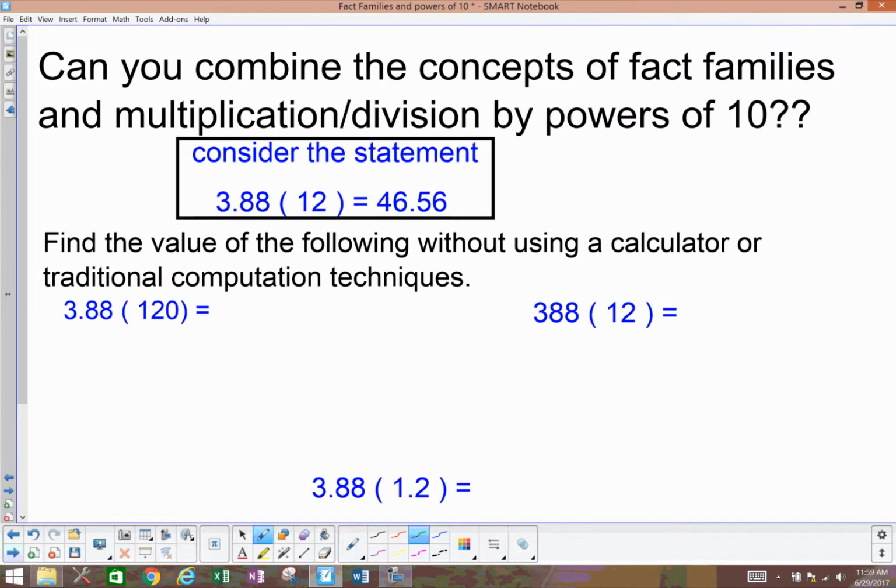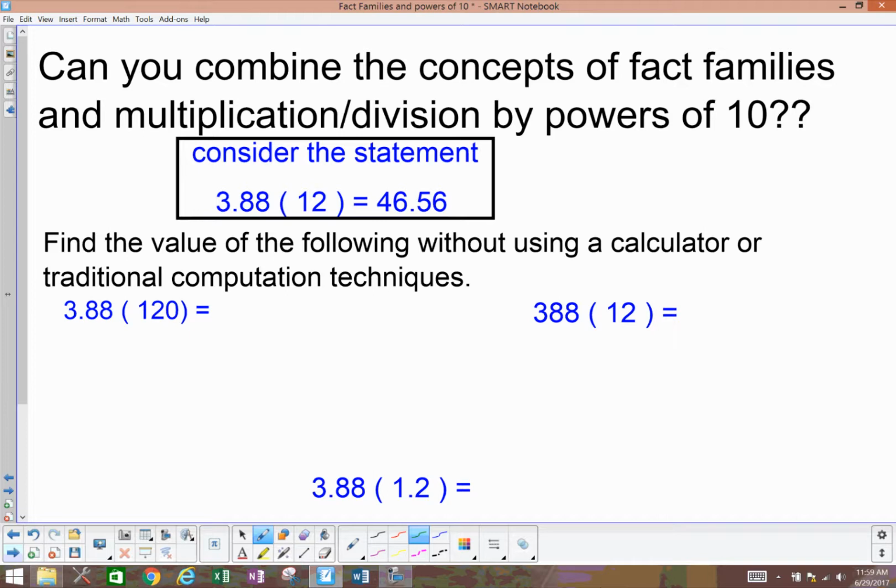Now, what we're going to do is combine these two thoughts. We're going to combine what we learned from fact families with what we learned about multiplication and division by powers of 10. So let's take a look at a couple of these and see what we're going to do with them. I have 3.88 times 12 is equal to 46.56. This is a fact that someone has given me.